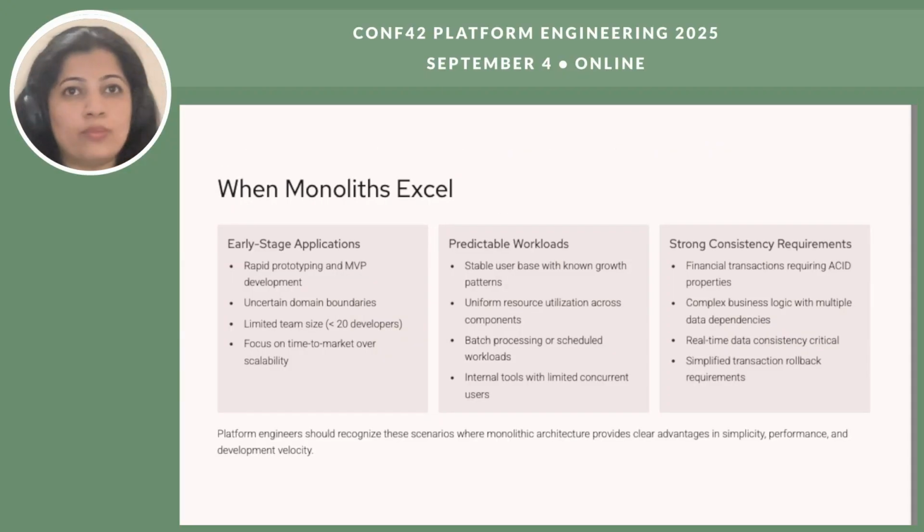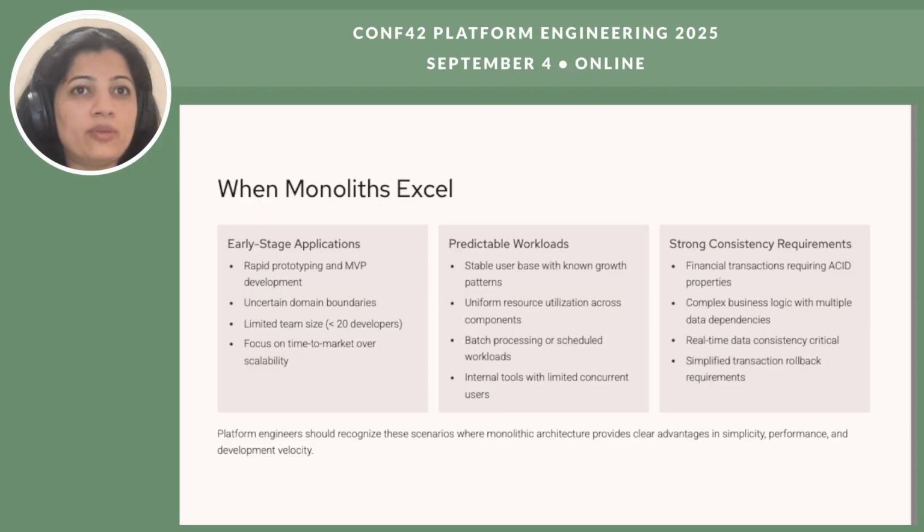So when does monolith excel? There are a few scenarios where monoliths shine. One is early stage applications. When we are building MVPs or prototypes, the time to market is the priority. So teams are small, often fewer than 20 developers, and domain boundaries are still unclear. So here, a monolith will accelerate delivery.